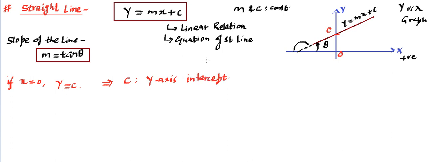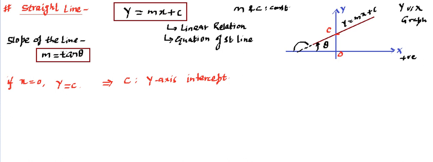Now, if the equation is given to us, or the graph is given to us, we can write the equation out of the graph, or if the equation is given to us, we will be able to draw the graph of that particular function or relation. So two important points for a straight line: one is the slope, extremely important; another is the intercept on the y-axis.